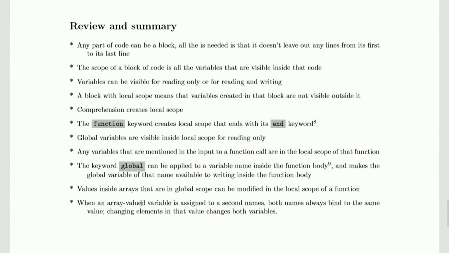And finally, when an array valued variable is assigned to a second name, both names always bind to the same value, and so when you change the elements in that array, it changes both variables. And that's the end of our first discussion of scope, and also the end of week 2.